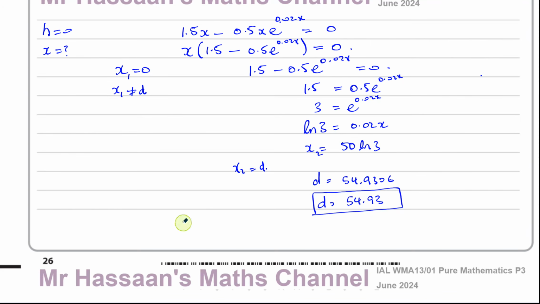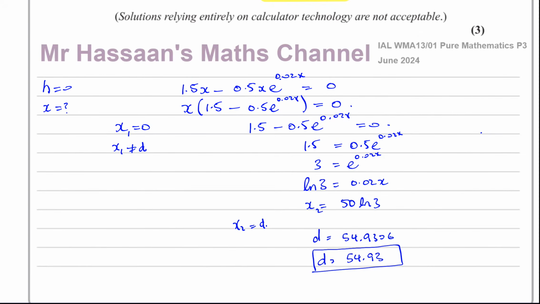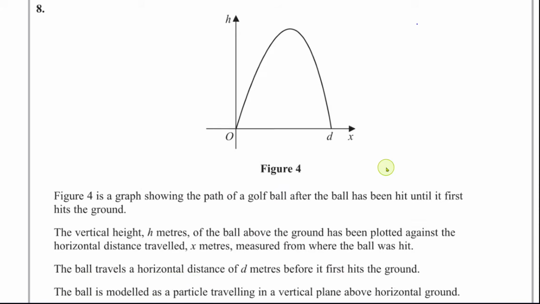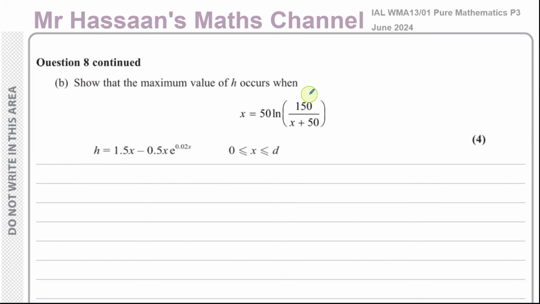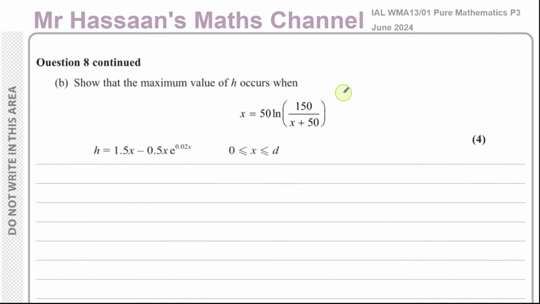Leave it like that. Now the next part of the question, part B. Part A is, I guess, about functions, and part B is more to do with differentiation. It says show that the maximum value of h occurs when x equals 50 times ln of 150 over x plus 50. So we've got to find the maximum value of h.